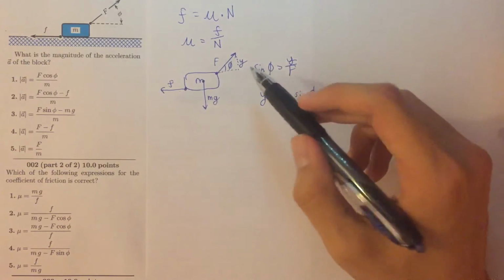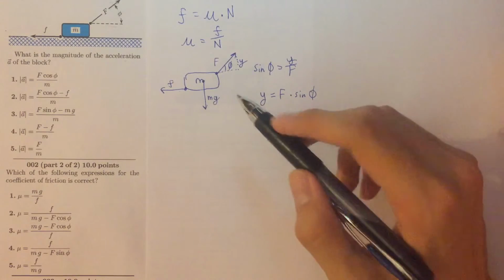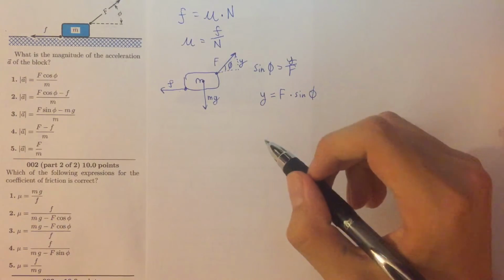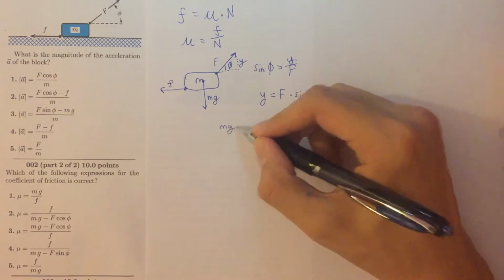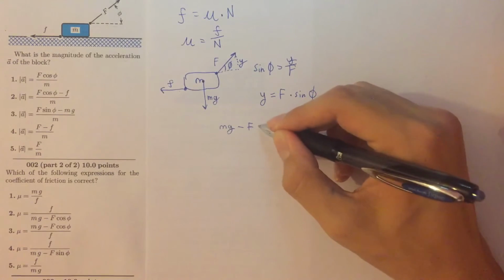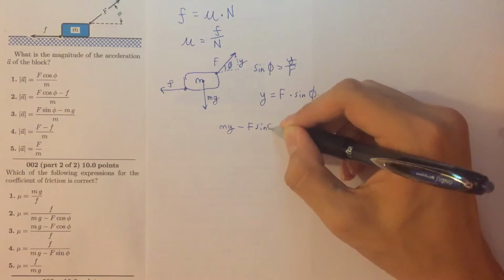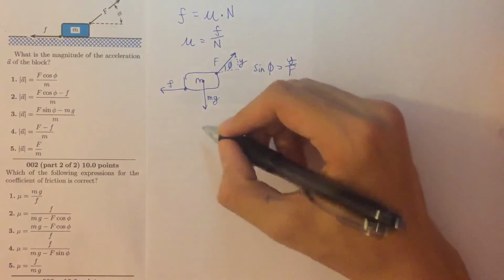So we know that there is an upwards force acting upon the object and a downwards force acting upon the object, so the net downwards force that the object has on the ground is the gravitational force minus F times sine of the angle. Now, since this is the net downwards force, we know that it is equal to normal force.